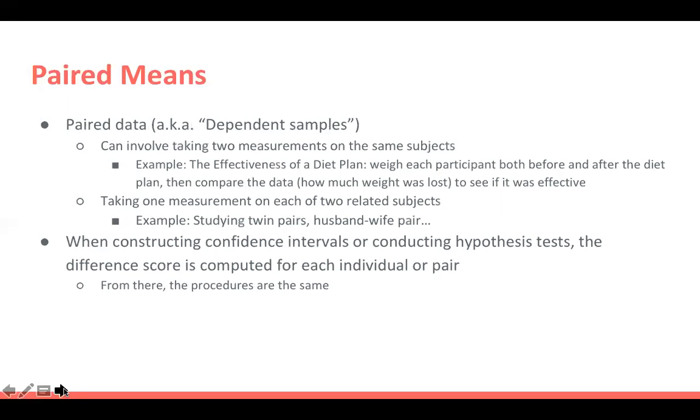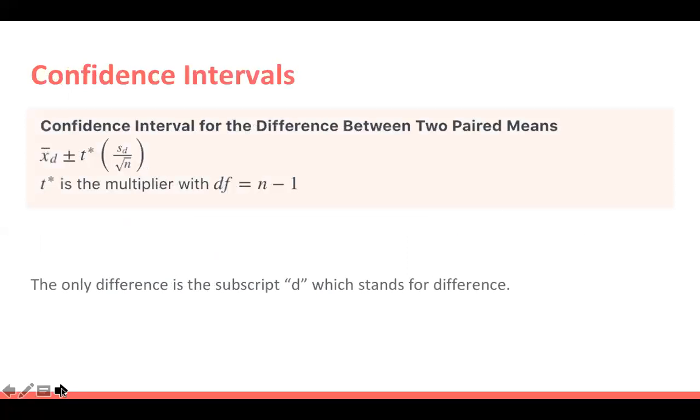Another way we can take paired data is if we take one measurement on each of two related subjects. Related subjects being twins, husband and wife, brother and sister, any two subjects that are related to one another. So when we're constructing our confidence intervals or conducting hypothesis tests with paired means, we compute the difference score for each individual or pair, and then from there the procedures are the same as from the one sample mean before. So here's the confidence interval formula for the difference between two paired means.